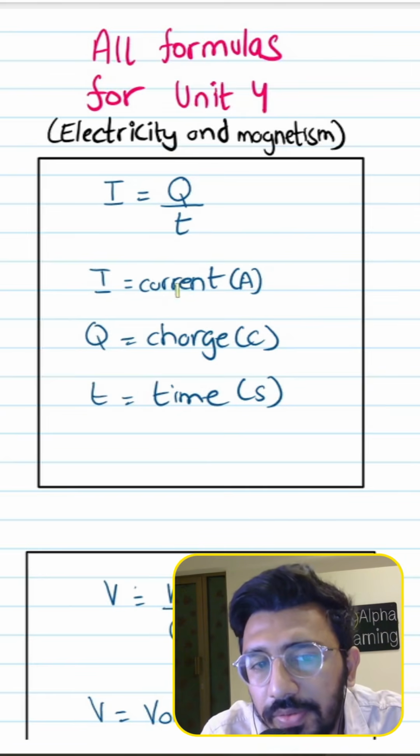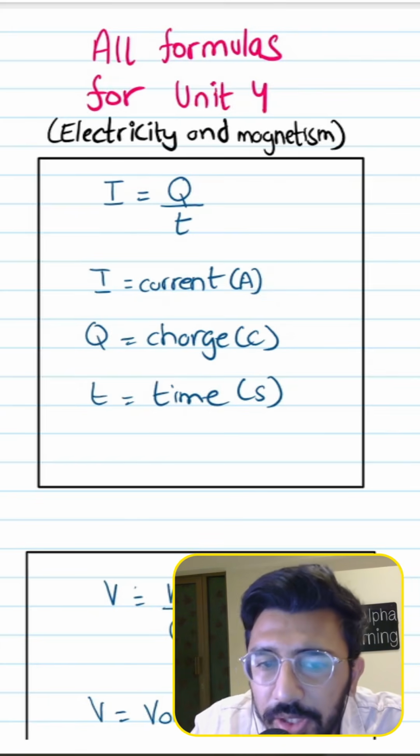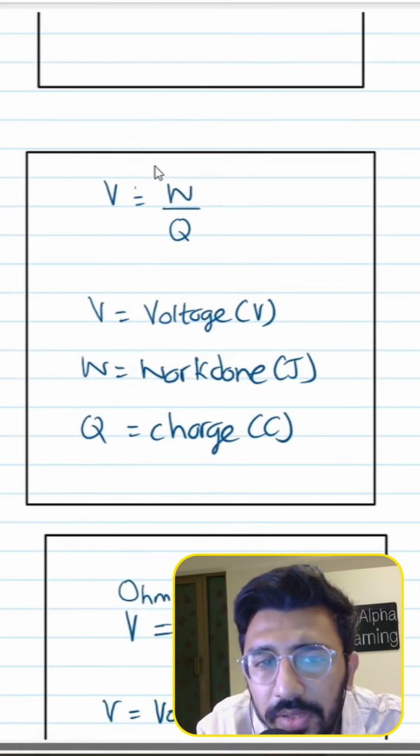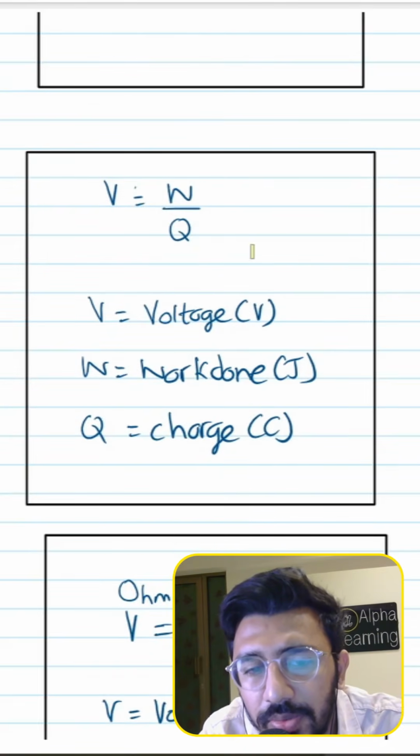Current is equal to charge over time. इसमें current amperes में measure होता है, charge coulombs में, time seconds में. The second formula that we have is voltage is equal to work done over charge. V is measured in volts, work done in joules, charge in coulombs.